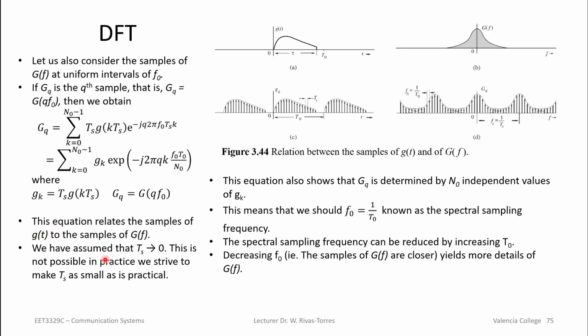Now we have assumed that Ts goes to 0. In practice, this doesn't happen. It doesn't go to 0. We actually say, we're working on a system with a certain sampling time or sampling rate. Sampling rate is nothing but 1 over Ts, that is, Fs equals 1 over Ts. If I say sampling frequency or sampling rate, I'm talking about the same thing. So it can't go to 0, but we make it small enough.